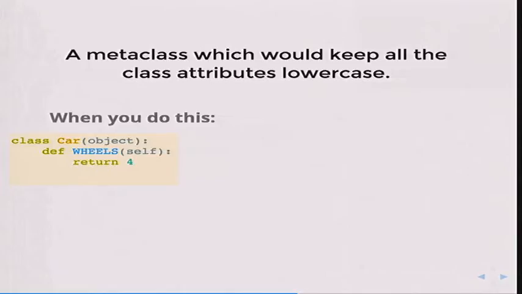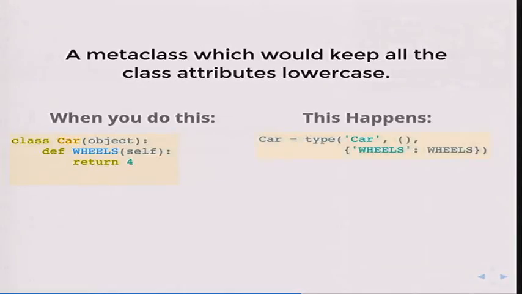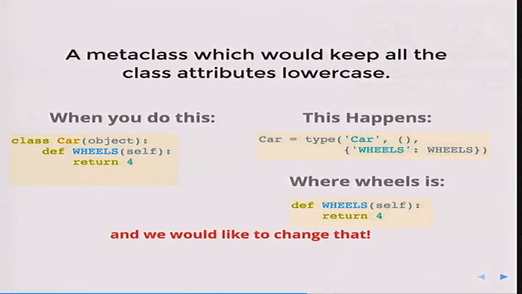So when you do this, this happens, and where is this, right? And we would like to change that. So when we define an object of car, let's say C, and you call dot wheels with an uppercase W, it should not work, and the lowercase should work. Let's see how we can do that.